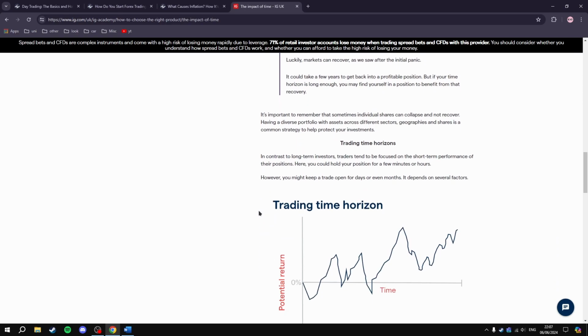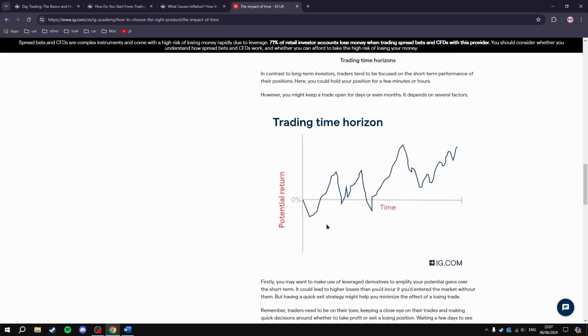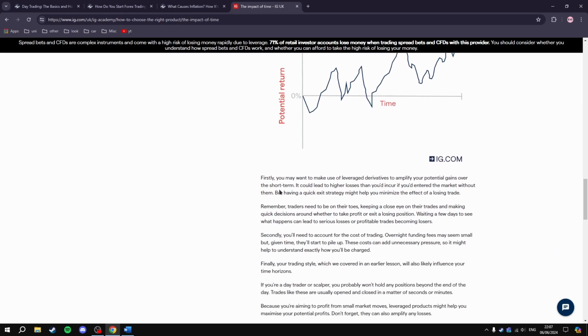Okay, and then we've got the trading time horizons. Same thing as investment time horizons: long, medium, and short. So if you're short-term, you could make use of leveraged derivatives to amplify your potential gains. But remember, as always, leverage is a double-edged sword, so you can increase your positives, but you can also increase your negative losses.